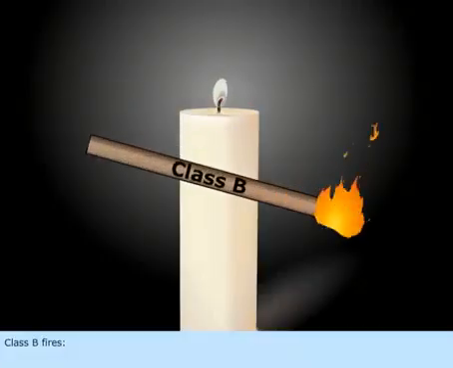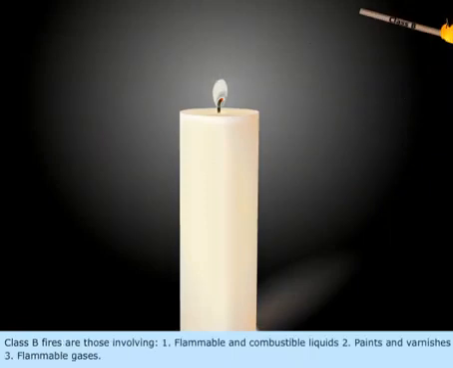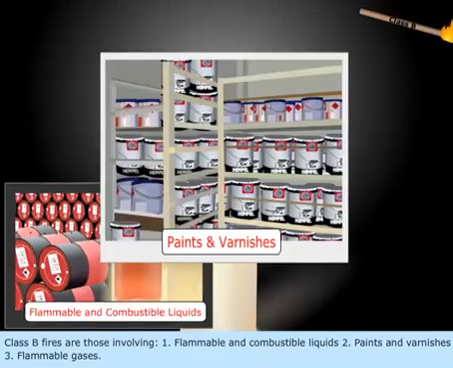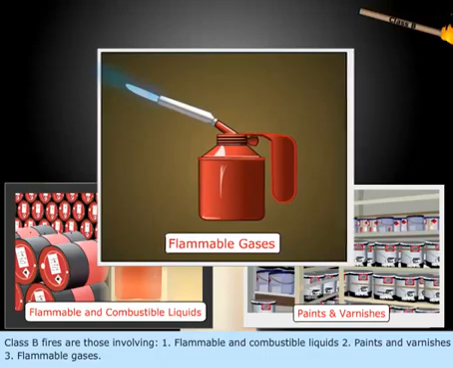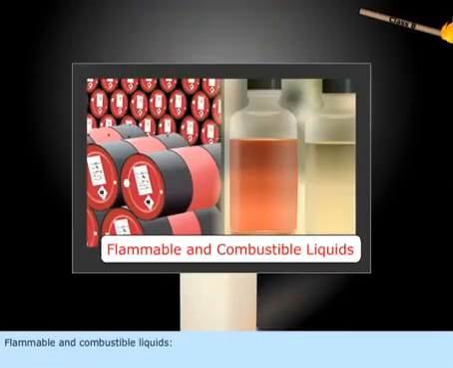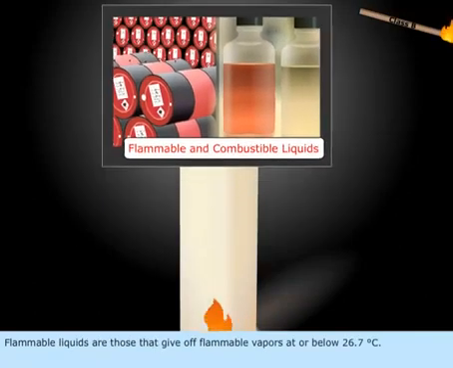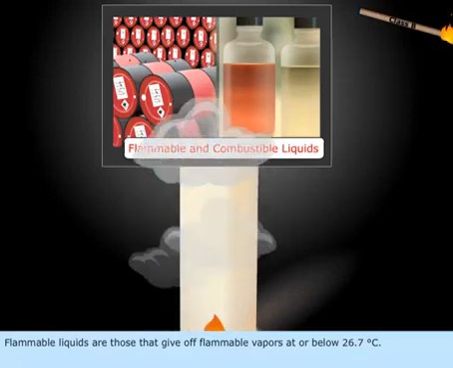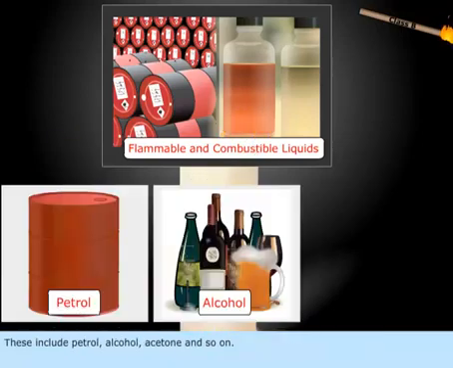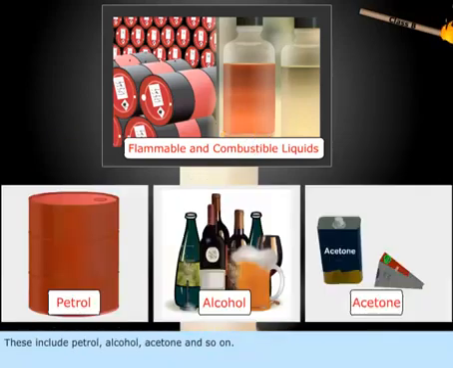Class B fires. Class B fires are those involving: 1. Flammable and combustible liquids, 2. Paints and varnishes, 3. Flammable gases. Flammable and combustible liquids. Flammable liquids are those that give off flammable vapors at or below 26.7 degrees Celsius. These include petrol, alcohol, acetone, and so on.